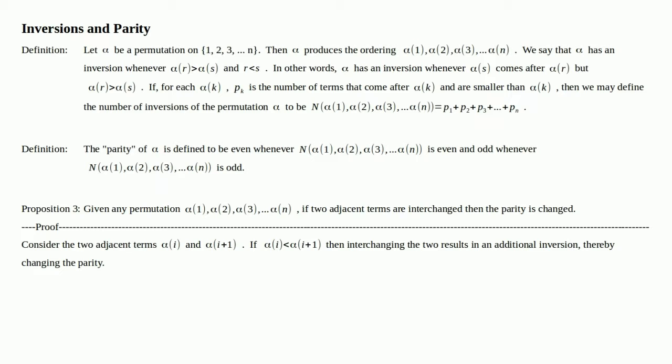Okay, so the other case. If alpha of i plus 1 is less than alpha of i, then interchanging the two results in the loss of an inversion, thereby changing the parity.